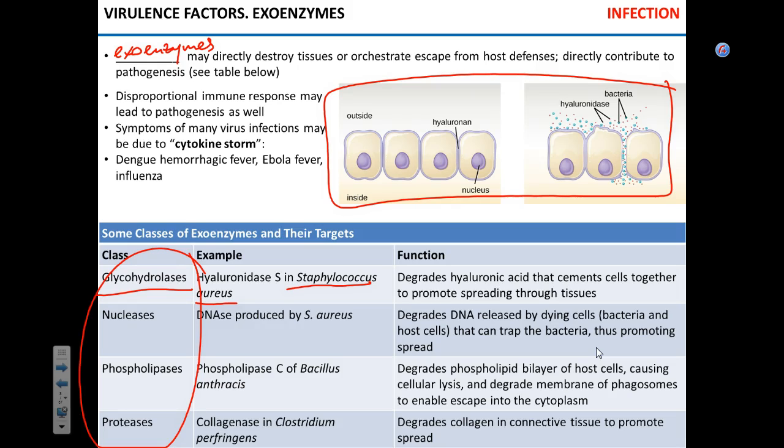Okay. Another great example. And what is the role in survival? When tissue falls apart, microbes can spread through the tissue more easily. That makes sense? Nuclease. Nucleases is the class of enzymes that destroy DNA and RNA. And in the case of Staph aureus, it produces nuclease that destroys DNA released mostly by neutrophils.